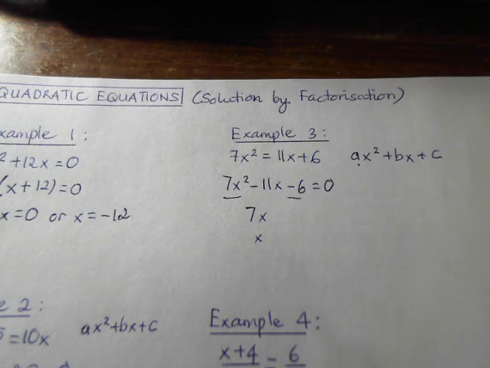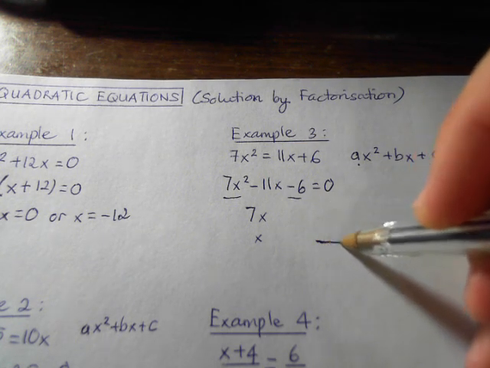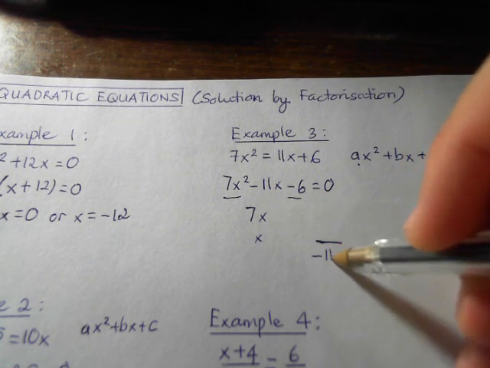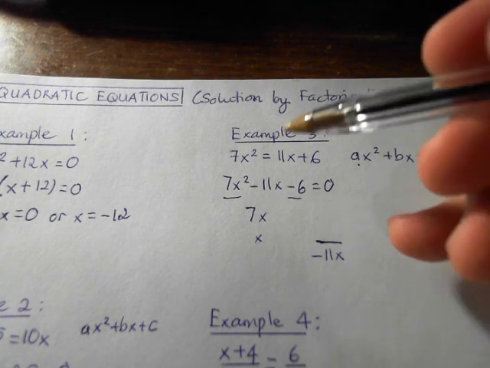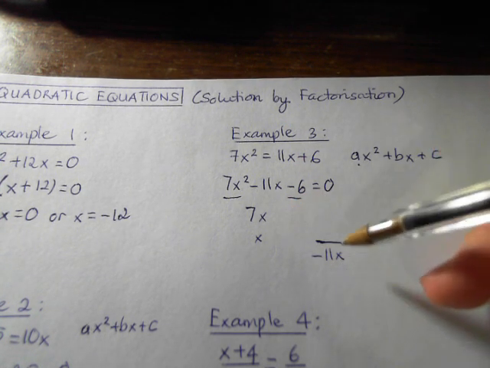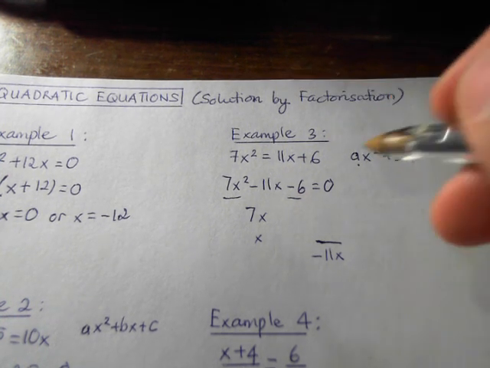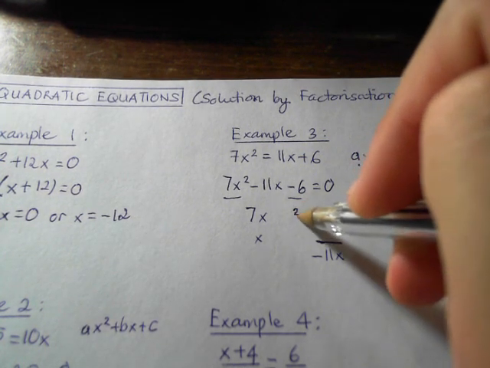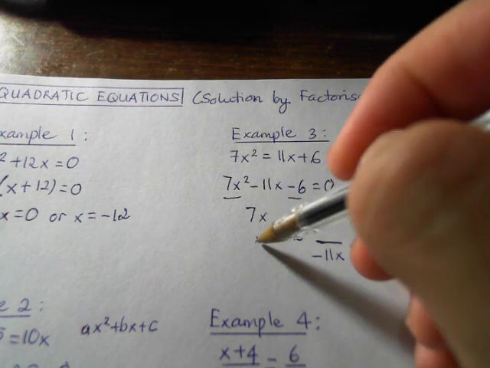So we'll try to think of two numbers. The only way that you can get 6 would be 2 and 3. But we have to make sure that our middle term is minus 11x. So it's a little bit of trial and error to see which number goes into which to get minus 11x. But in this case, I can tell you straight off that this would be 3 and this would be 2. Okay, so we'll just crisscross.